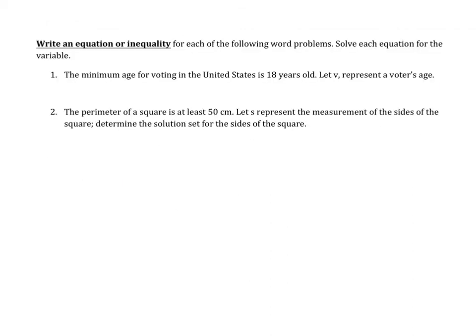Okay, for this section of your review, you are writing an equation or an inequality. So be careful because it could be one or the other. This one says the minimum age for voting is 18 years or older. Right there it tells me it's not an equal sign, because that's an inequality word that we have in our notes. Let V represent a voter's age. So if V is the voter's age, the voter has to be greater than 18, but it says a minimum of 18. So they could also be 18, so that is the equal to sign.